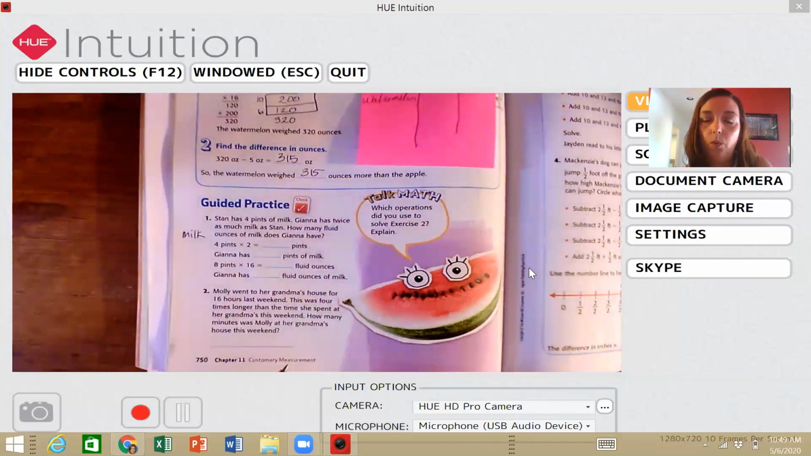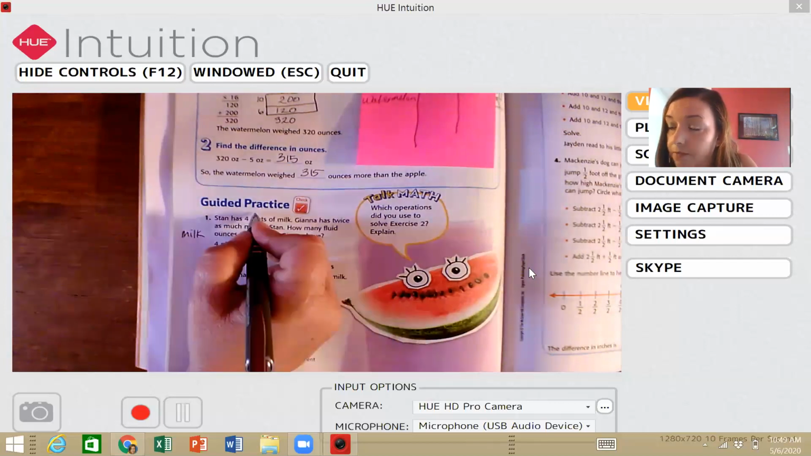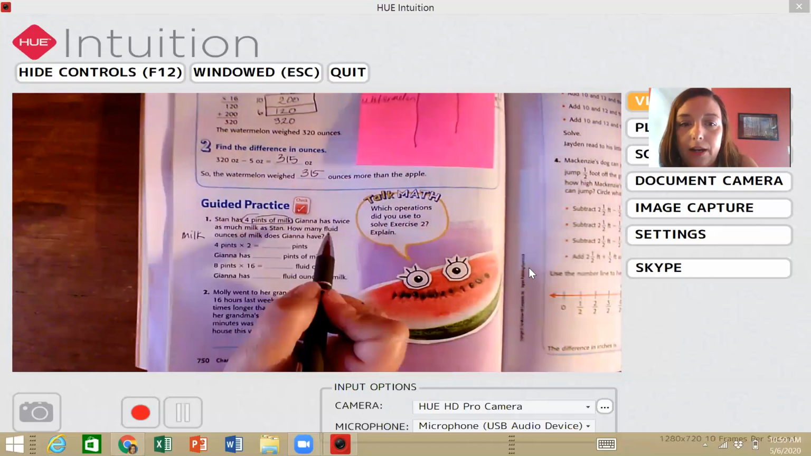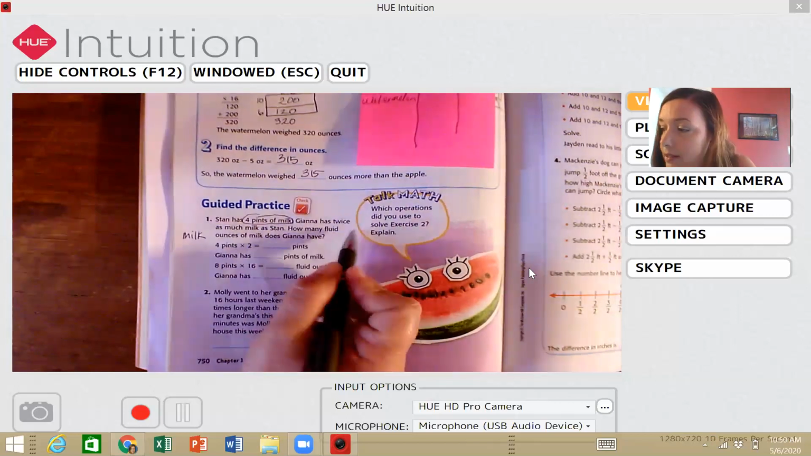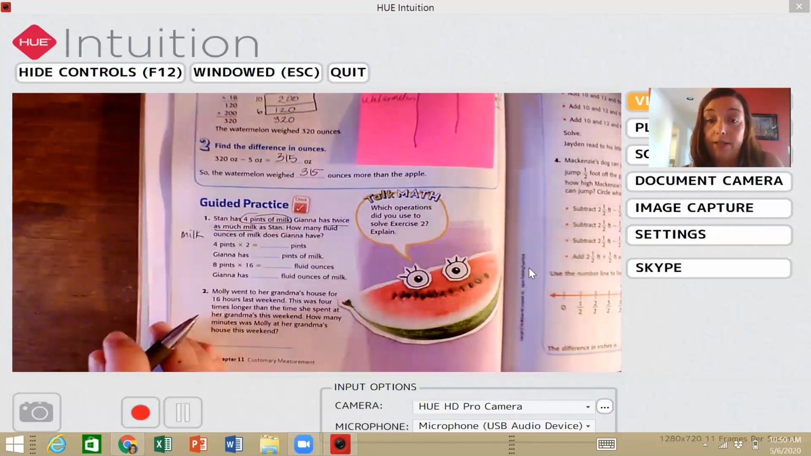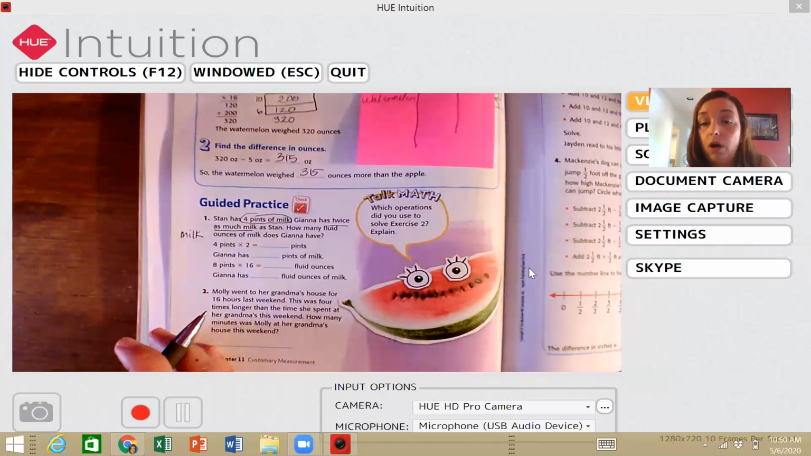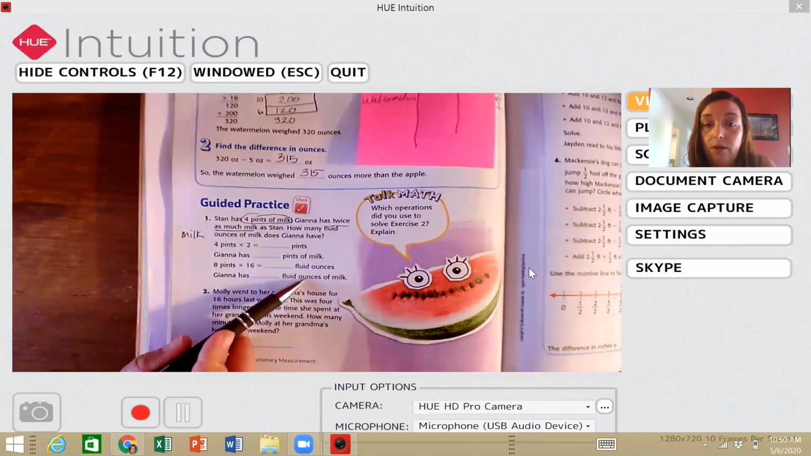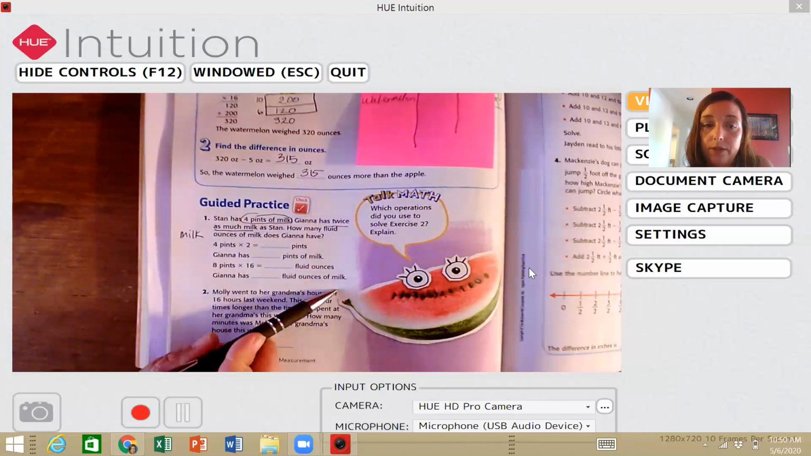Second, I have to think, what math information do I have? So the math information that I have is that Stan has 4 pints of milk and that Gianna has twice as much milk. Okay, now I think about the question. The question is, how many fluid ounces of milk does Gianna have? So we have to figure out, Gianna has blank fluid ounces of milk. So that's how we're going to answer the question.